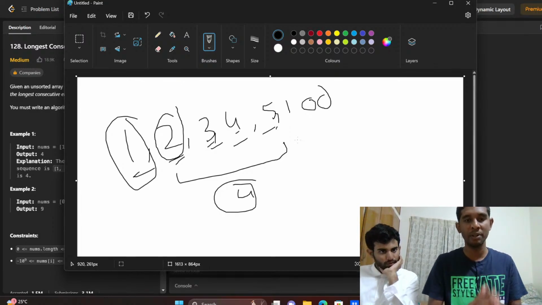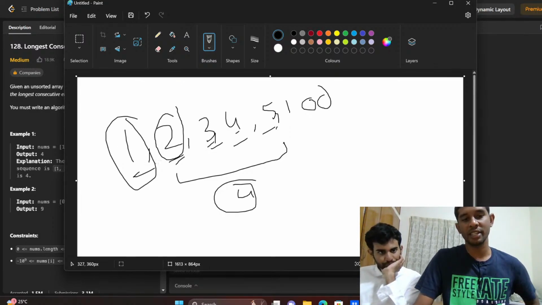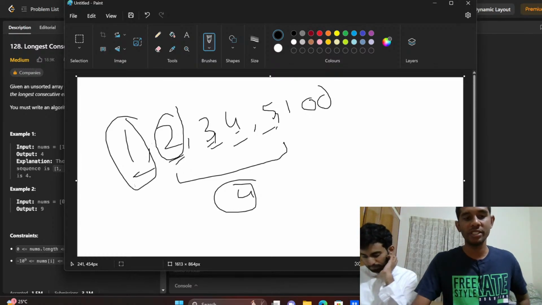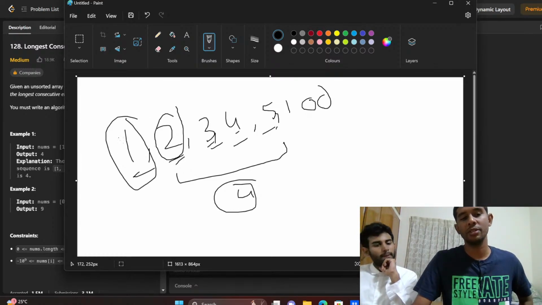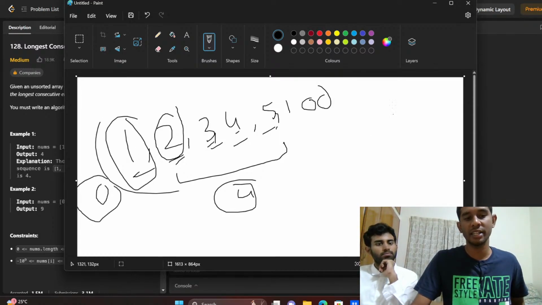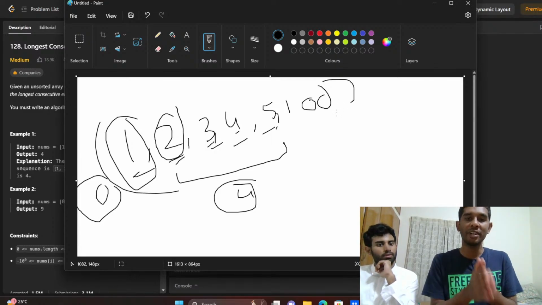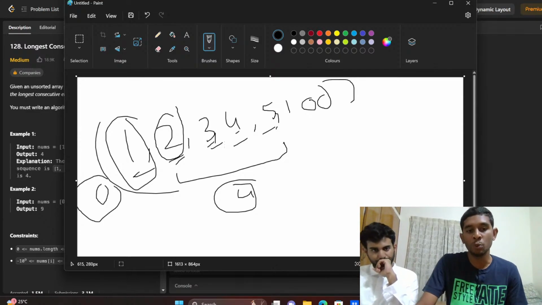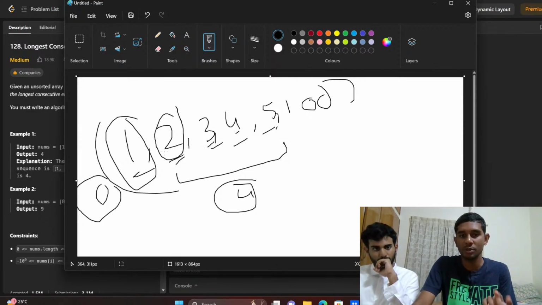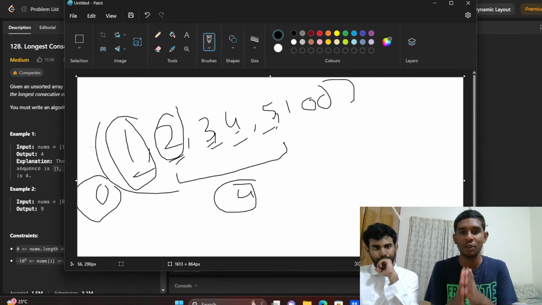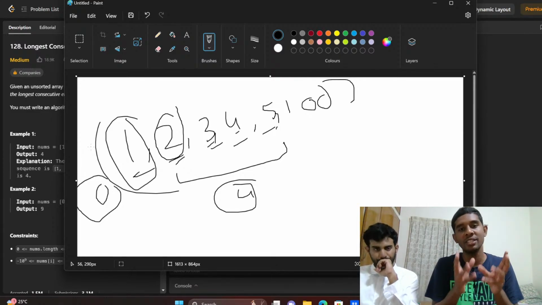So how would I do that? Very simple. When I go to a certain element inside the array, I simply check if that element minus 1 exists inside the set. For example, what is 1 minus 1? 0, right? Does 0 exist inside our set? No. So this definitely means 1 is the start of some sequence inside the array. Let's take an example of 2. Does 2 minus 1 exist in the set? Absolutely, 1. So that means 2 is not the start of the sequence, right? So this is our basic logic.